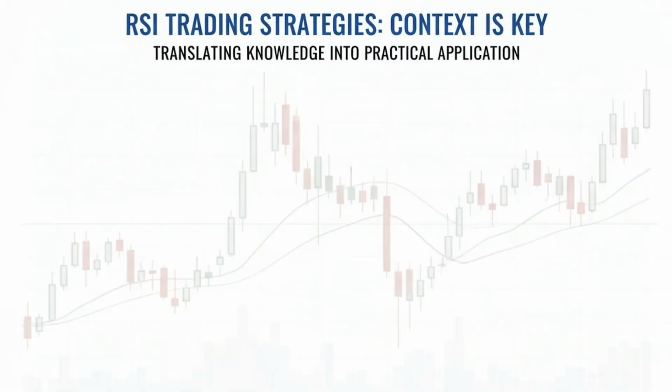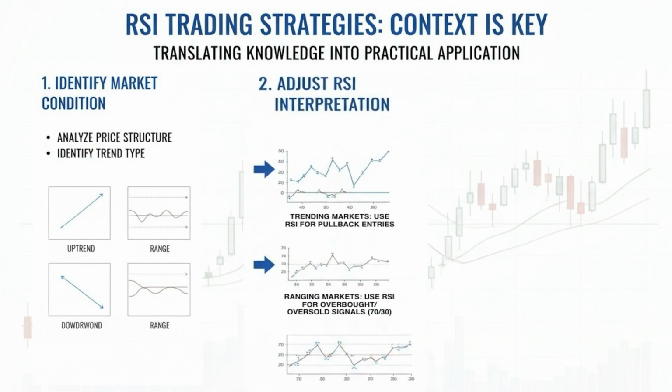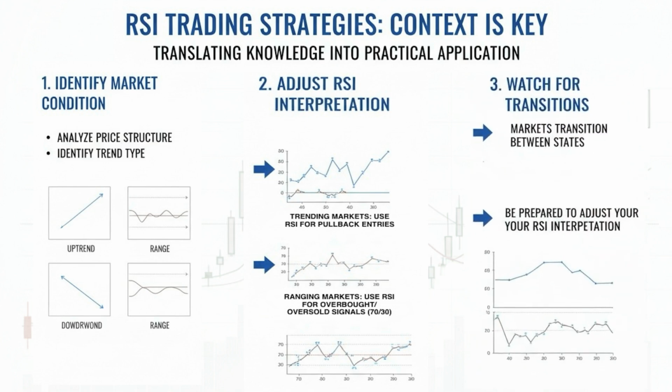Let's translate this knowledge into practical trading strategies. First, identify the market condition, analyze price structure, and identify trend type, uptrend, downtrend, or range. Second, adjust your RSI interpretation accordingly. In trending markets, use RSI to identify pullback entries. In ranging markets, use RSI for overbought or oversold signals, 70/30 levels. Lastly, watch for transitions. Markets transition between states, and be prepared to adjust your RSI interpretation.